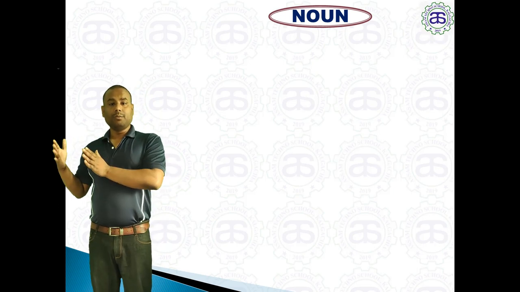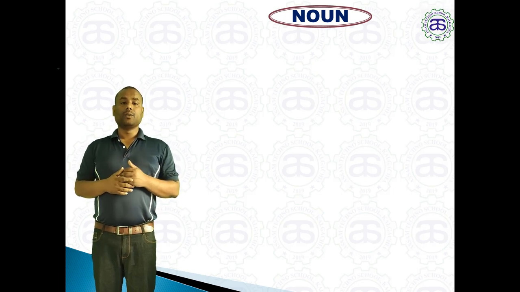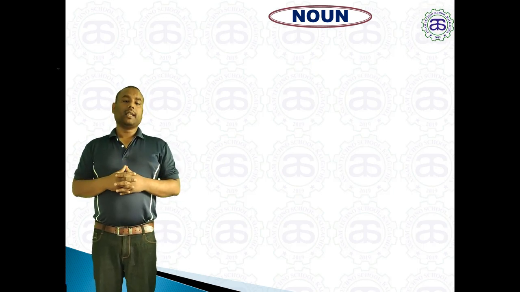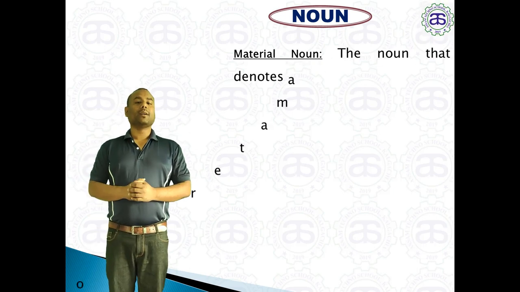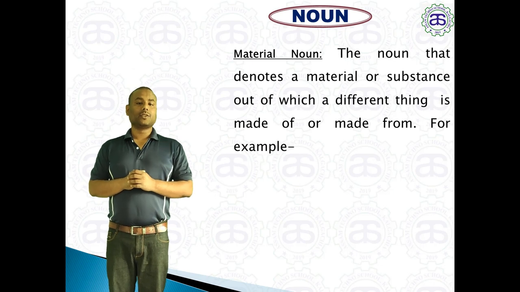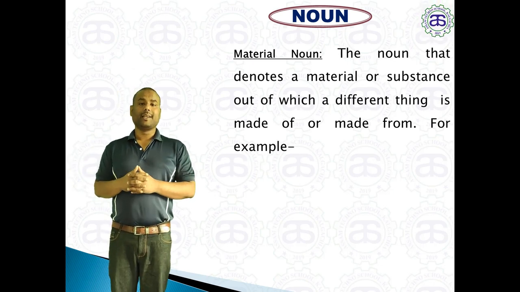So the things from which we can make something new, or something new can be made of or made from, those substances or materials are called material noun. Let us go through the definition of material noun in written form so that we can understand the concept of the noun in a better way, in a clearer way.